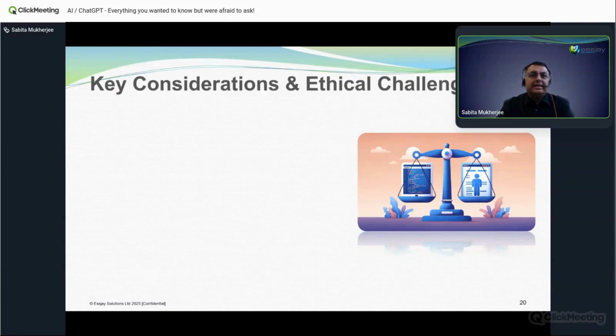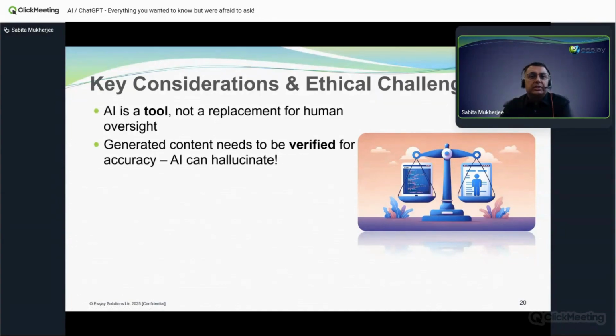Now, as with any emerging technology, there are limitations and some buyer beware warnings. Now, AI is a powerful tool, but it's not always correct. It requires human oversight to ensure accuracy. AI can hallucinate, and this occurs when models generate incorrect or fabricated information. This is particularly important in pharmacovigilance, where accuracy is critical.